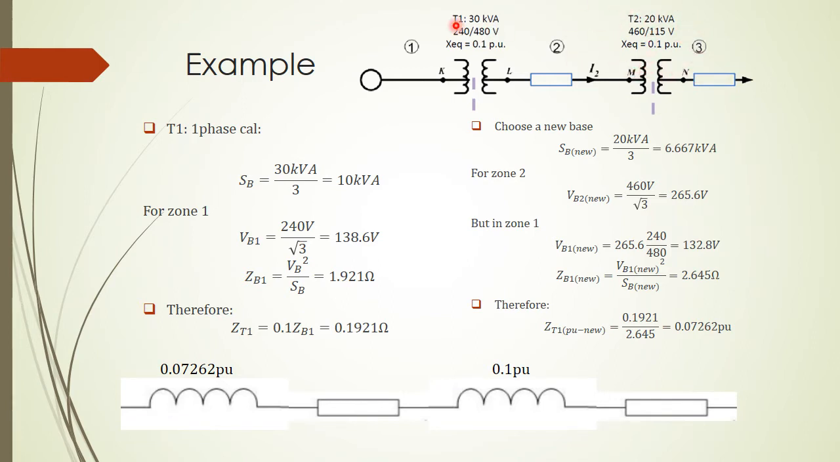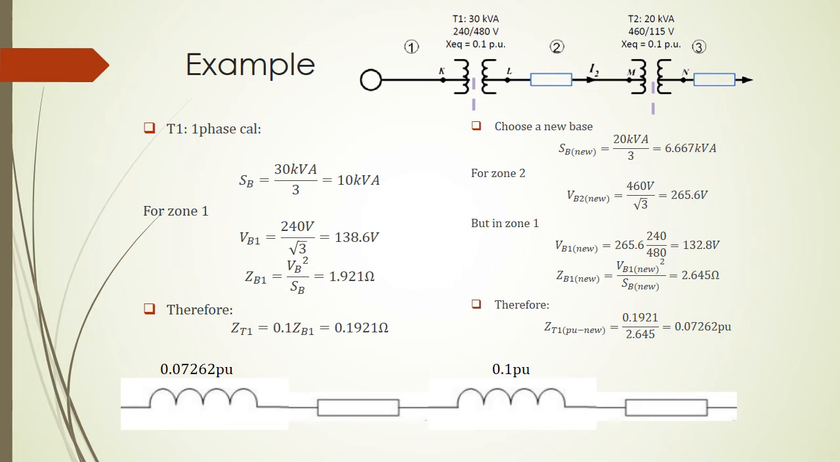We see that here we have two different base systems, and our job is to refer them to a single base, only one common base. Let's say we take this as the common base, 20 kVA, and these voltages. What should we do? First, we know that if we take this as a base, the PU of the second transformer stays the same, so it remains 0.1 PU here. How about the PU here?